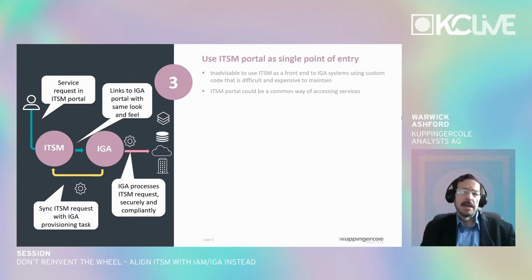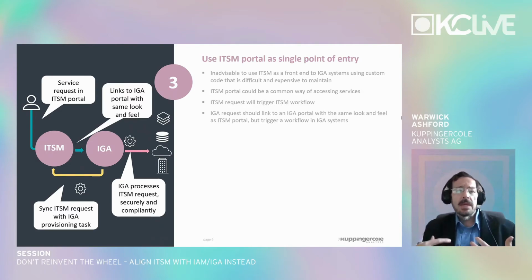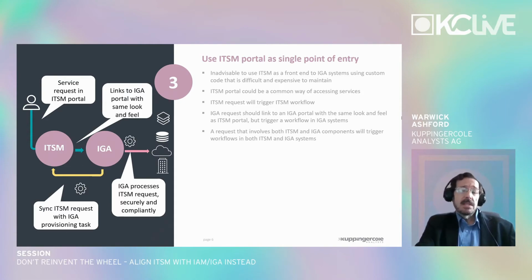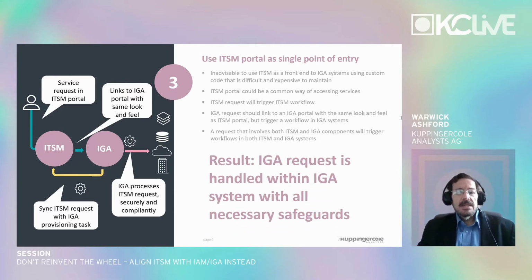And they don't have to think, well, is this an ITSM request? Is this an IGA request? Where do I need to go with this? So it removes all that complexity, makes it easier, makes it more convenient. If you do it this way, an ITSM request will trigger an ITSM workflow as normal. However, when the employee comes with an IGA request, they can go through the same portal, but the request should link to an IGA portal with the same look and feel as the ITSM portal, and that will trigger a workflow in IGA systems. A request that involves both ITSM and IGA components will trigger workflows in both systems. So the result is that an IGA request is handled within the IGA system with all the necessary safeguards.